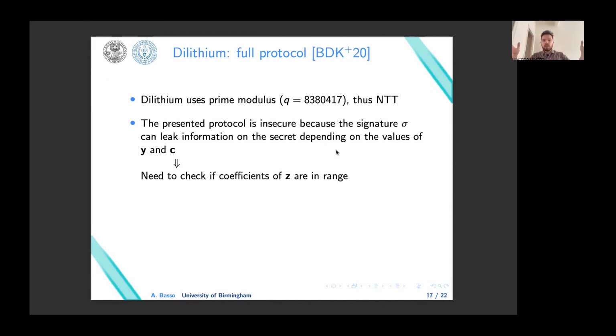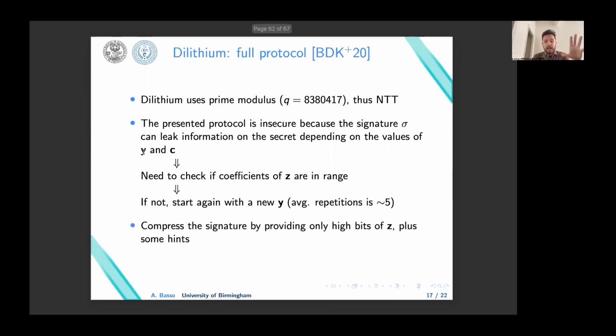If they are outside of this range, then they leak. So what we do is that we check if they are in the range, and if they're not, we just start again with a new random vector y. And we keep repeating this until we get something that is in the right range. And we see that in practice, this requires repeating the signature process about 5 times. And lastly, the full protocol also applies some compression techniques that only provide the high bits of Z rather than the entire coefficients of Z. And in this way, we can get smaller signatures without impacting the execution time too much.